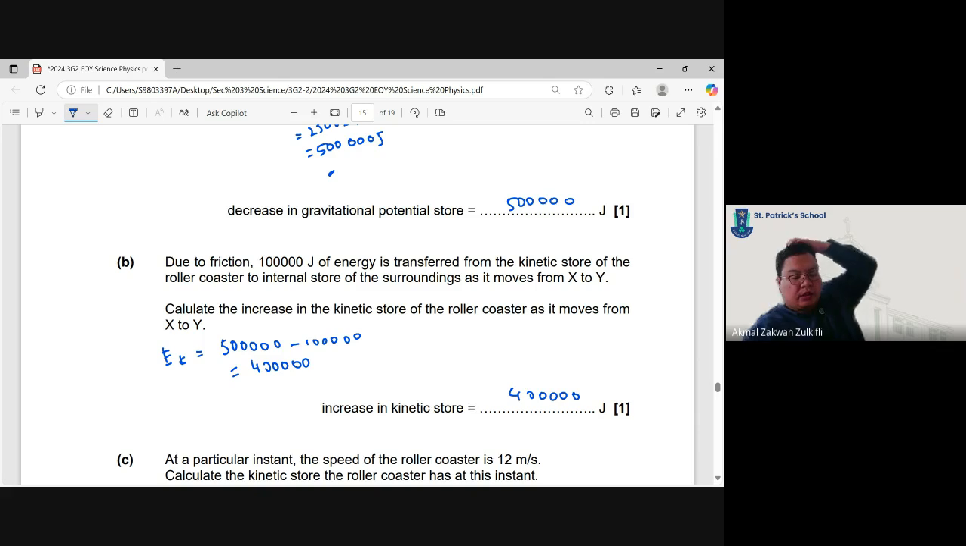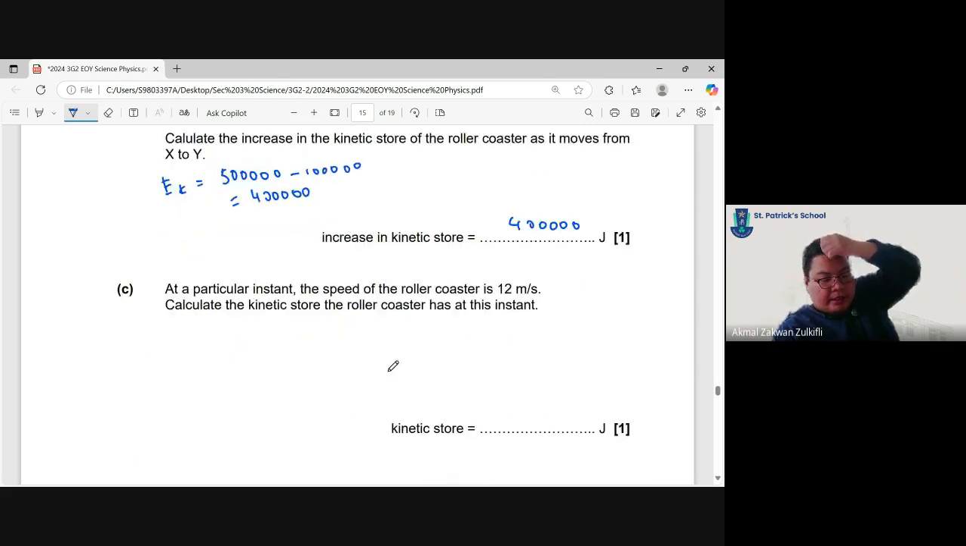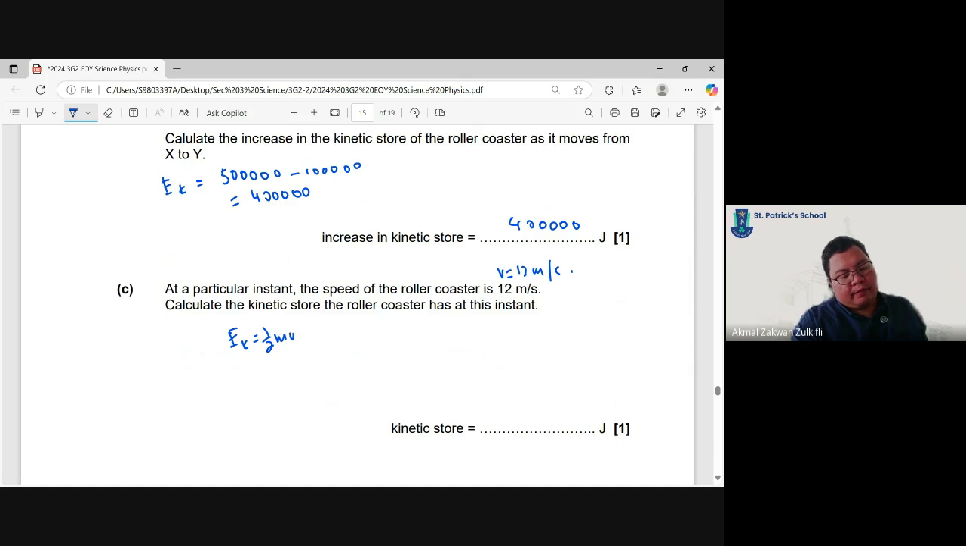At a particular instant, the speed is 12 meters per second. So we know v equals 12 meters per second. Calculate the kinetic store. This one is very simple. EK equals half mv squared. You know the m, and definitely you know half. Now they give you v, so it's just a simple substitution of values.